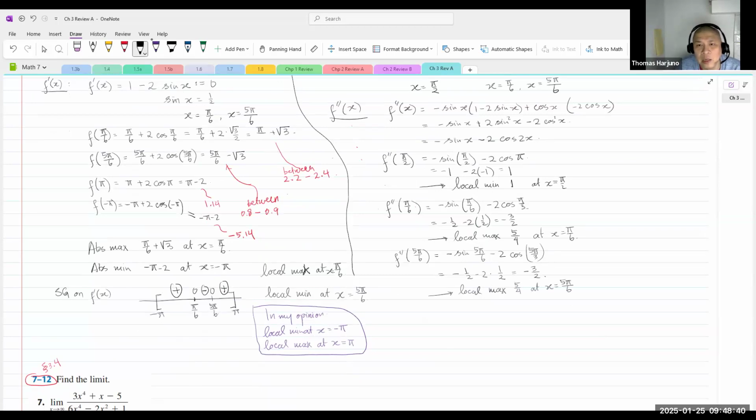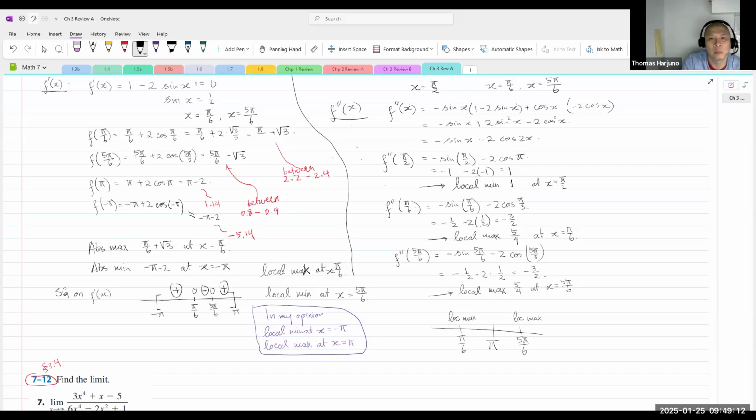The reason I say something may be wrong is because I somehow had in mind that between pi over 6 and 5 pi over 6 there are no other critical numbers. It's kind of strange to have local maxima next to each other. Think about this. My mistake is that I thought the critical numbers pi over 6 and 5 pi over 6 are next to each other, while actually there's a pi in between.